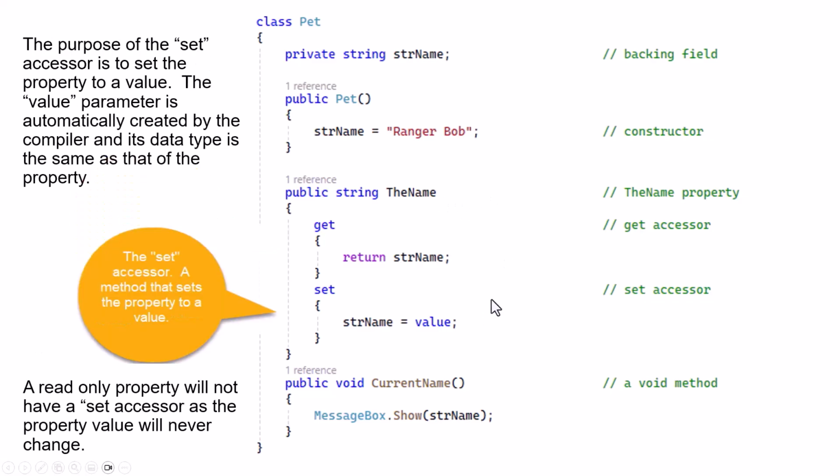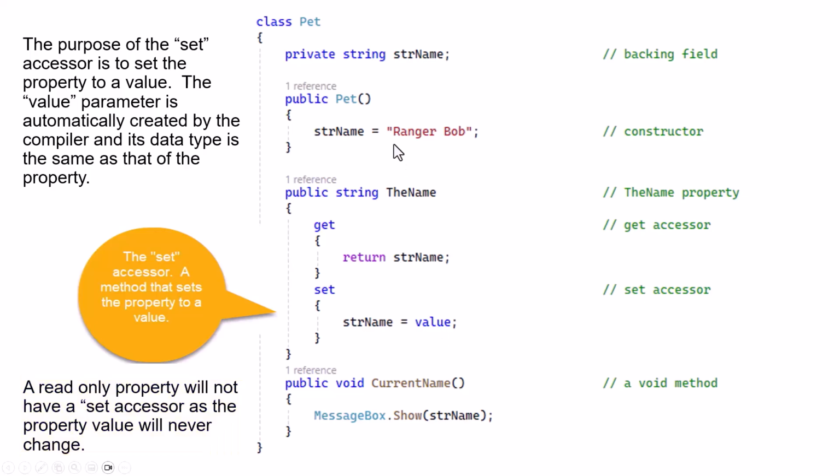We also have the set accessor. It's a method that sets the property to a value. The purpose of a set accessor is to set the property to a value. The value parameter is automatically created by the compiler, and its data type is the same as that of the property. So here we have a string, but we could easily have an integer or a double, whatever. A read-only property will not have a set accessor as the property value will never change.